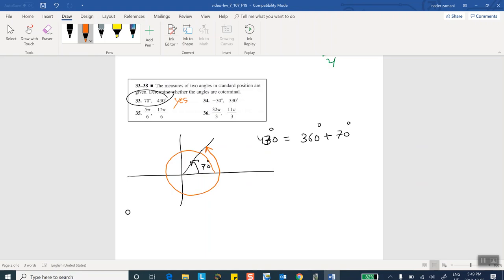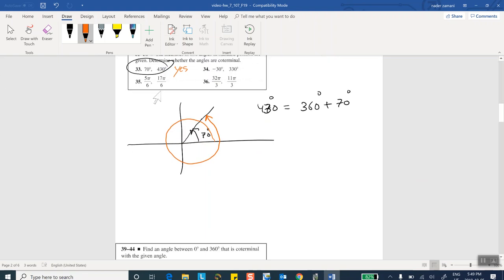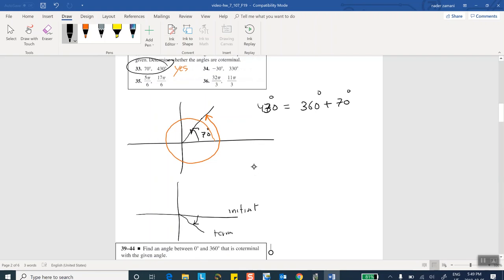Let's do 34. 34 is minus 30 and 330. So let's draw minus 30. Minus 30 means that it's negative, so it goes in the clockwise direction. So this is the initial side. This is the terminal side. And because you're going clockwise, it's minus 30 degrees. Now, the other one is right here, 360. 330 can be thought of as 360 minus 30 degrees.